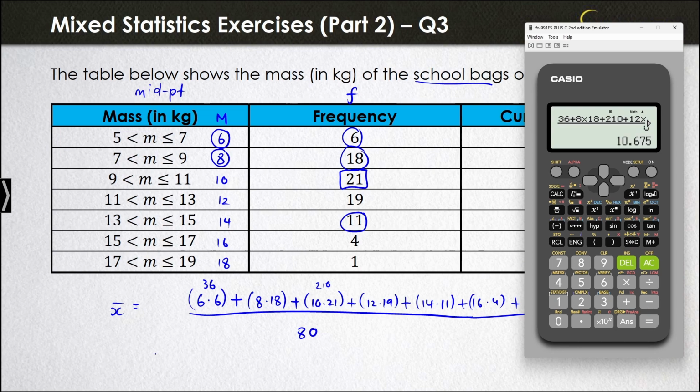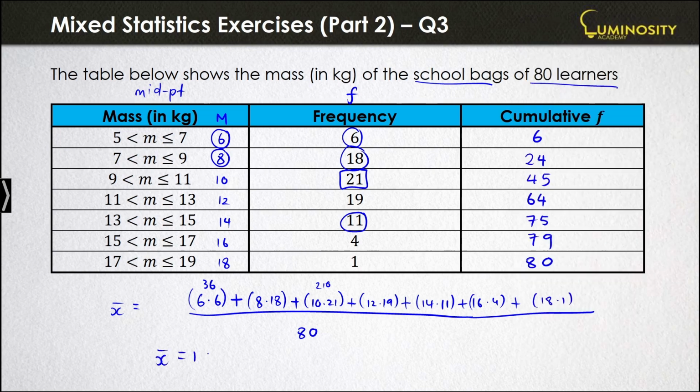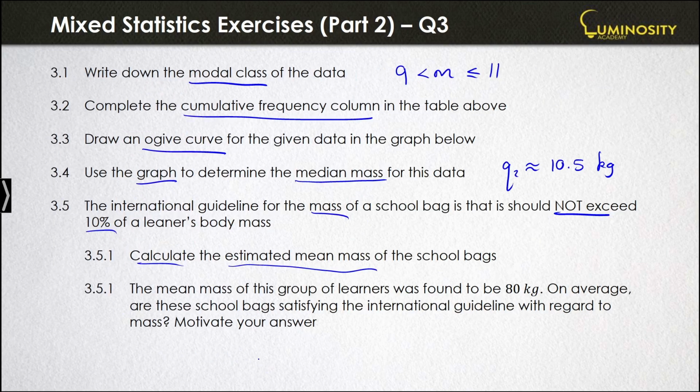Okay, so you get the mean x bar is going to be 10.675. So 10.68 kgs to 2 decimal places. So that is the estimated mean mass. x bar is 10.68 kgs. Now the mean mass of the group of learners, so not the school bags, the learners now, was found to be 80 kilograms. So on average, a student at that school is around 80 kilograms in mass.